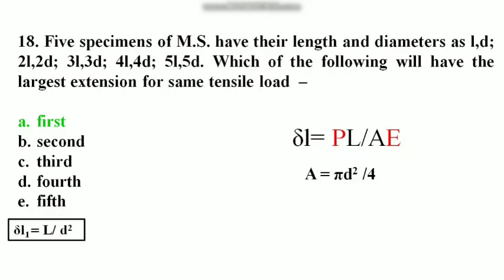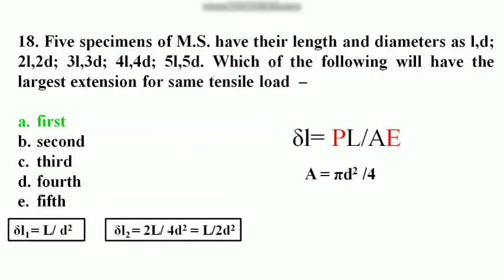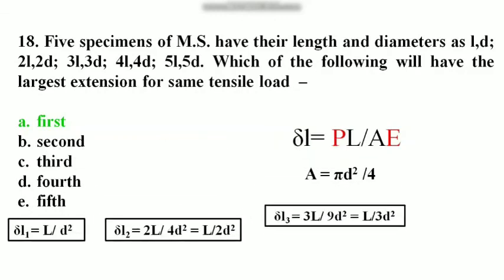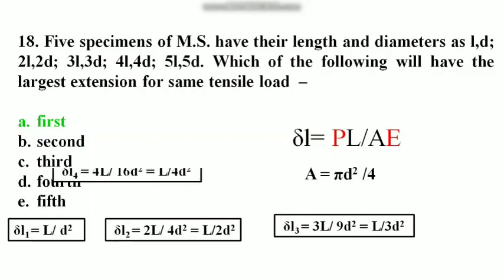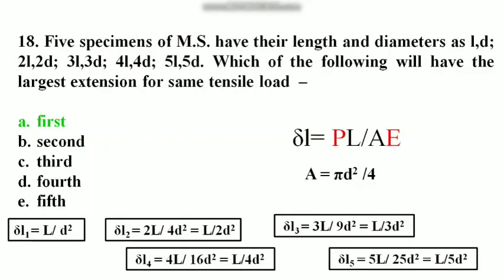So for del L1 it is equal to L by d square. For del L2 it is equal to L by 2d square. For del L3 it is equal to L by 3d square. For del L4 it is equal to L by 4d square. And for del L5 it is equal to L by 5d square. So the largest extension is in the first case. So option A, first, is the right answer.